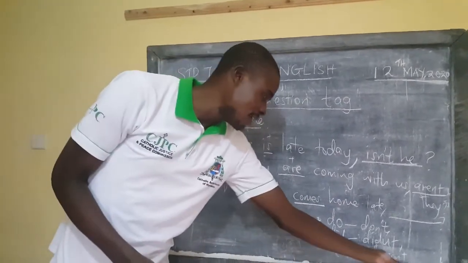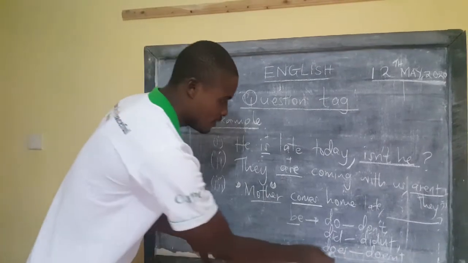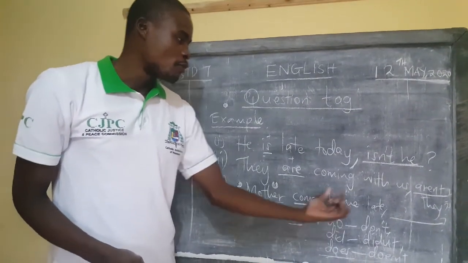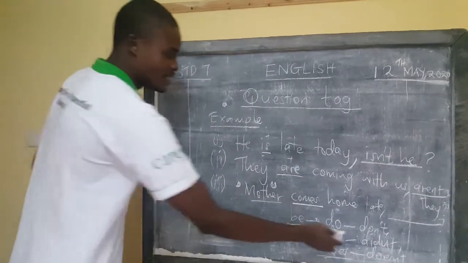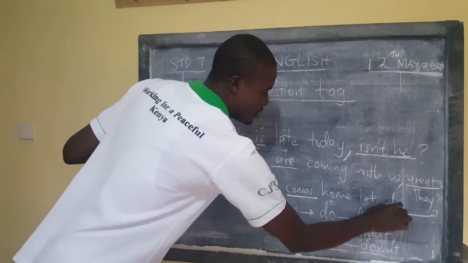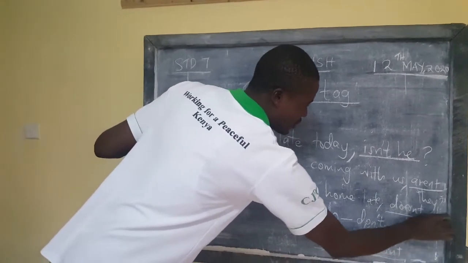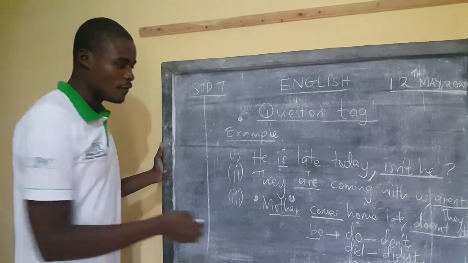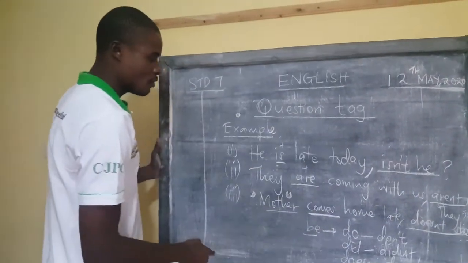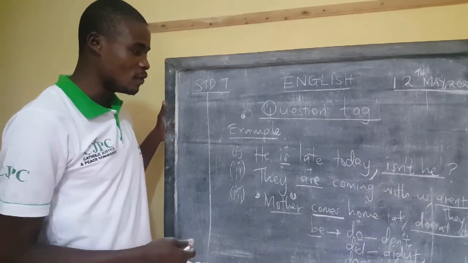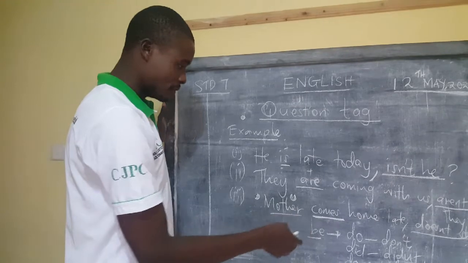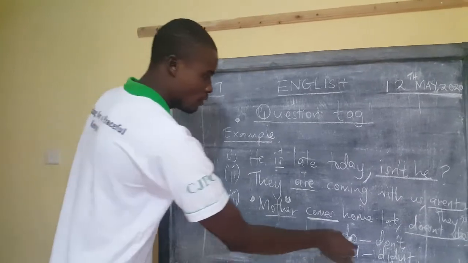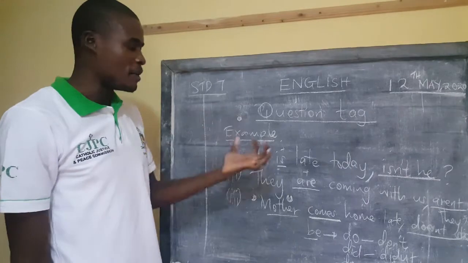Meaning here we're going to use does. Because comes is in the positive, we have to put a question tag in the negative. So we'll talk of what? Doesn't. Our question tag will now come here, and we say, doesn't she? And a question mark should be at the end. Mother comes home late, doesn't she? Because of S, you're going to use doesn't. In case it was mother and father come home late, because there are many, meaning that is third person plural, we'll now talk of don't they.